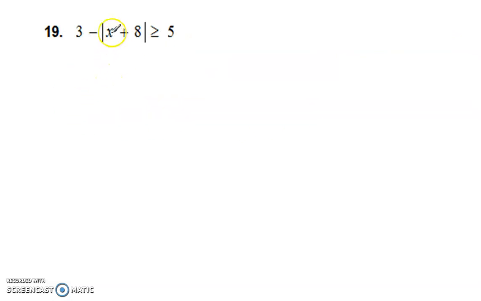Alright, here we have an absolute value inequality. In order to solve this, the first thing I need to do is isolate the absolute value. Means I need to get rid of this 3. Subtract 3 from each side. 5 minus 3 is 2. I didn't divide by a negative, so the sign still stays the same.